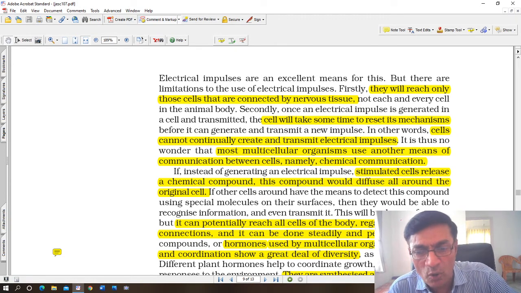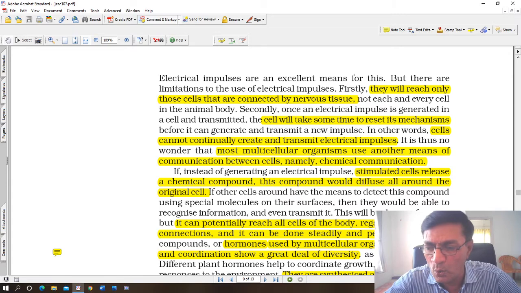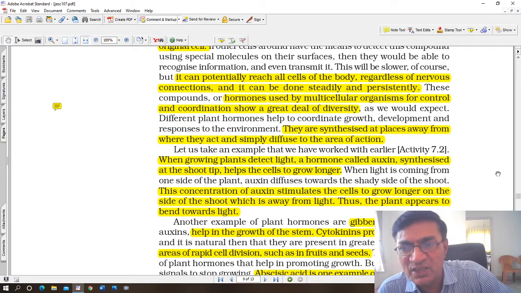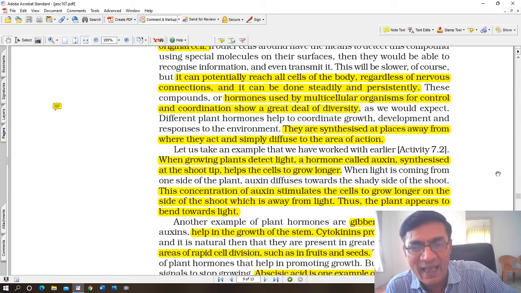These compounds are called hormones, used by multicellular organisms for control and coordination, and they show a great deal of diversity, as we would expect. Different plant hormones help to coordinate growth, development, and responses to environment. They are synthesized at places away from where they act and simply diffuse to the area of action.